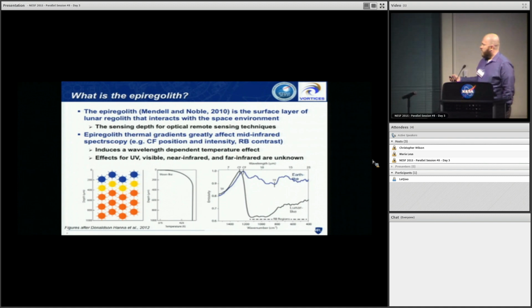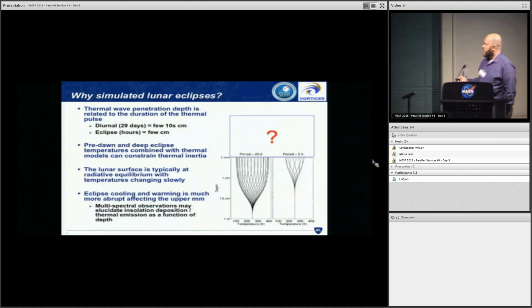warmer. The thermal gradient effect really hasn't been discussed too much for the other optical remote sensing techniques, but that's definitely something that should be studied more in the future. So this is primarily going to focus on the mid-infrared.